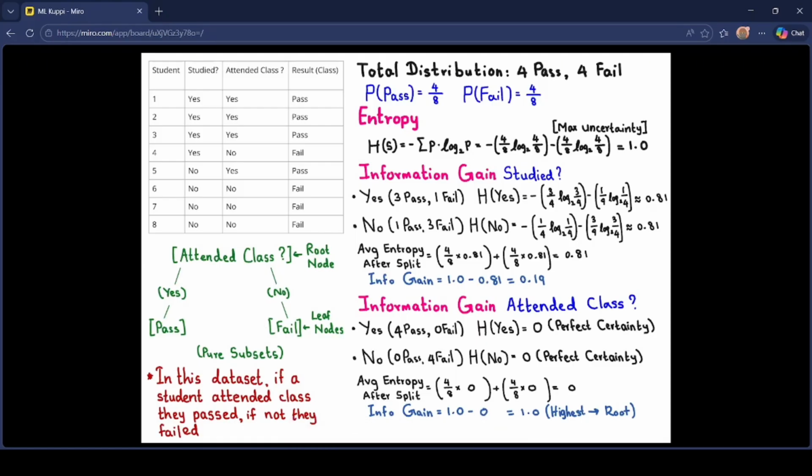So when we are using a recursive method, when we are doing this over and over, the leaf nodes will be replaced with more attributes, more features, and it will go beyond. So in this data set, if a student attended class, they passed, and if not, they failed. So this is the calculation using entropy and information gain.